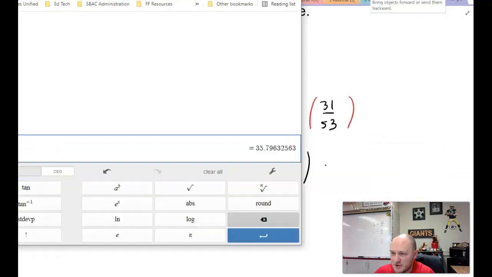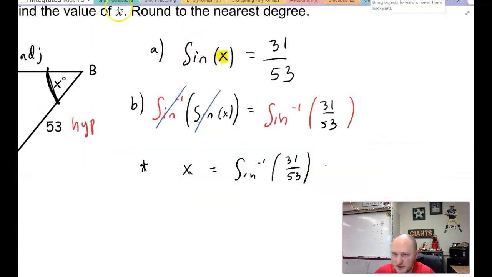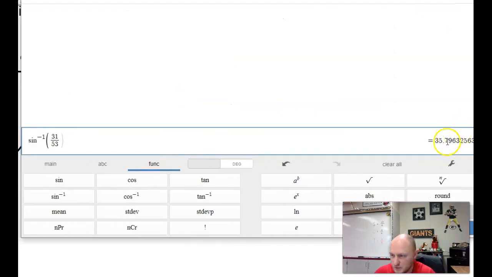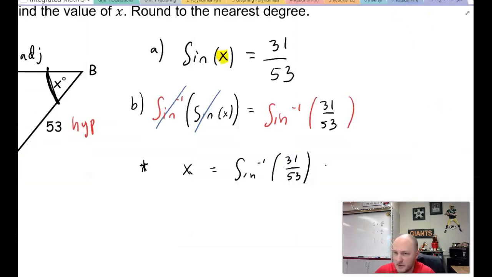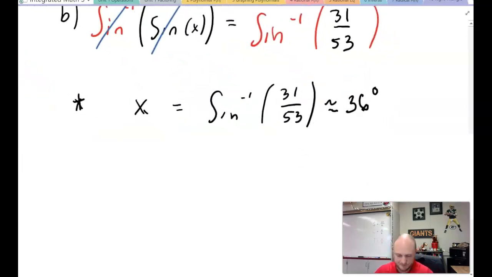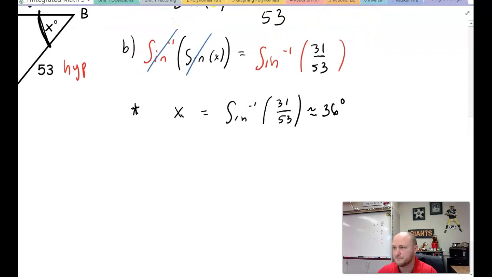So your answer should be 35.796, and I think they want us to round to the nearest whole degree. They do right here, round to the nearest degree. So that's the ones place. I want to round to this position, looking next door, that's 5 or more. So this is going to be approximately 36 degrees. So we have solved for x.